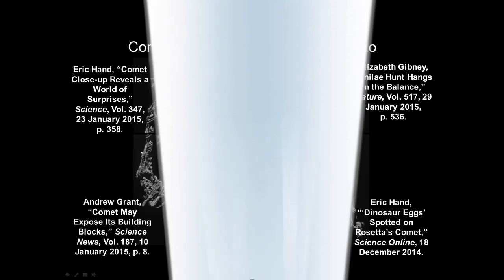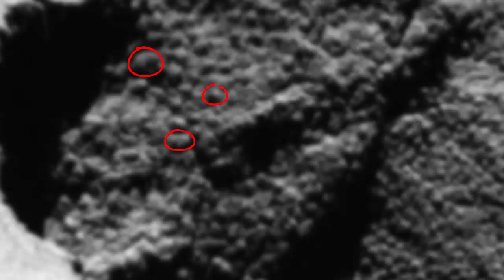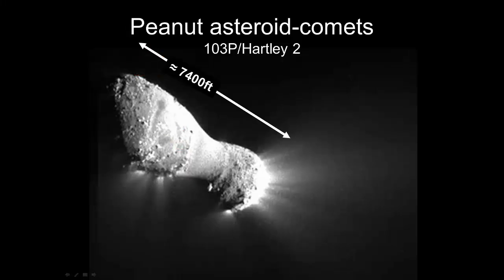Of course, rounded boulders is exactly what is expected if these fragments were once exposed to and tumbled in an extremely high-velocity flow as they were ejected from the fountains of the deep. This is the same mechanism by which river rocks are rounded, albeit these large, quote, dino eggs were rounded much faster. Here's a close-up of a crater where hundreds of these rounded 10-foot boulders are exposed. Here again, rounded boulders are observed on the peanut-shaped comet Hartley 2.